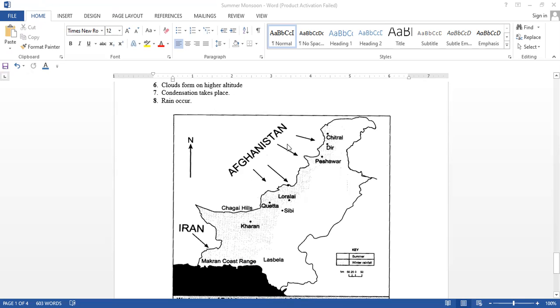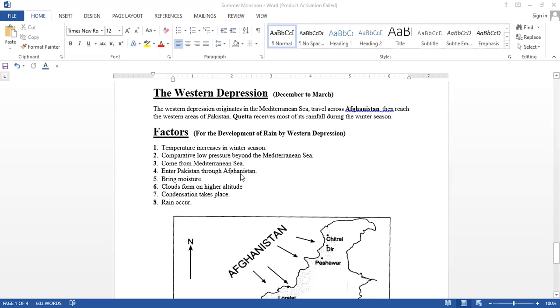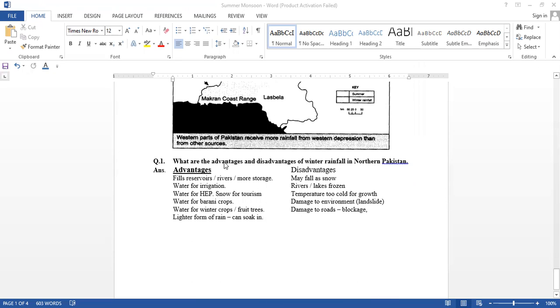This map is showing arrows: the winds are coming from the west side after crossing Afghanistan. So maximum rain occurs in the western part of our country. You are watching some cities, but in the eastern areas there is no chance, or if rain occurs, it is a light shower. So this is called the rain with the source of Western Depression. But if rain occurs with the source of Western Depression, it has also advantages and disadvantages.